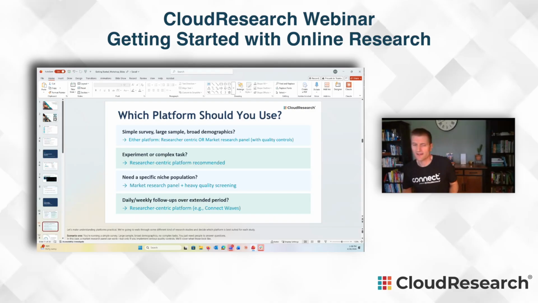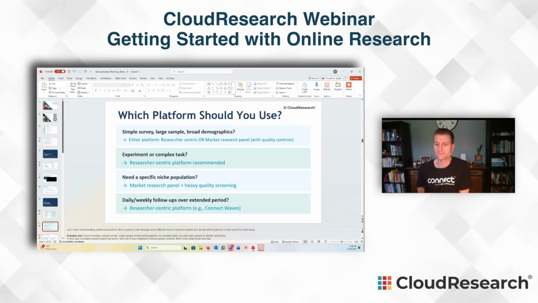Right, so it looks like everyone has clearly received this message that researcher-centric platforms are really best for more complicated studies. This doesn't mean that you can't conduct some kind of short experiment or A/B test on a market research panel. You certainly can. But as the test gets more complex, or as the thing that you're asking participants to do becomes more complicated, researcher-centric sites are just going to be a much better fit.